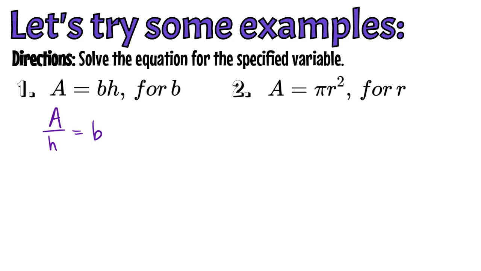In number two, we have area equals pi r squared. So this is the area of a circle, and r is the radius. If we wanted to find the radius, then we need to divide both sides by pi first. So we get area divided by pi equals r squared. And then we want to get r by itself, so we need to take the square root of both sides. So we get the square root of area divided by pi equals r.